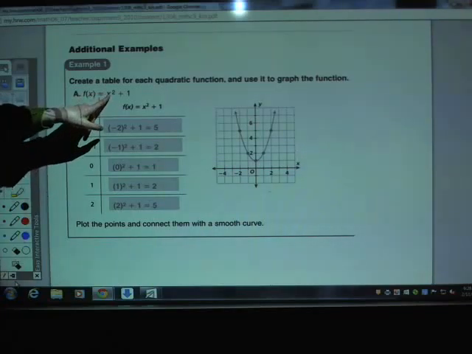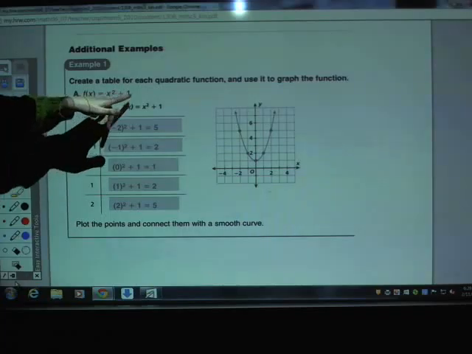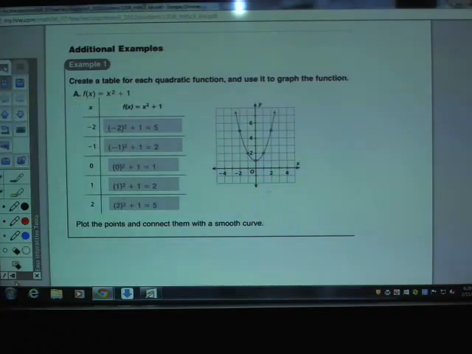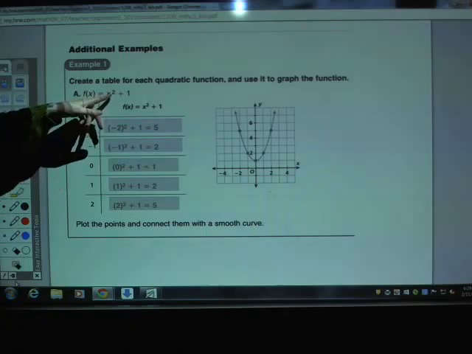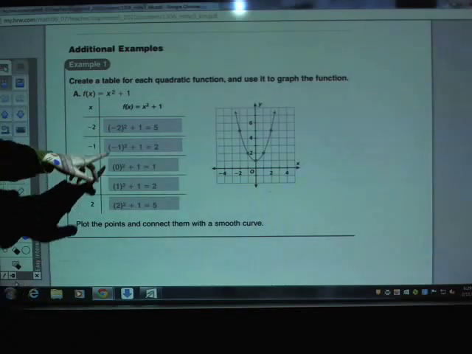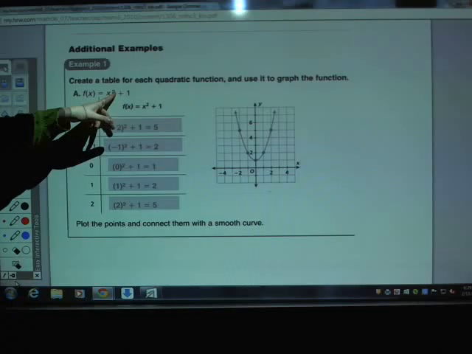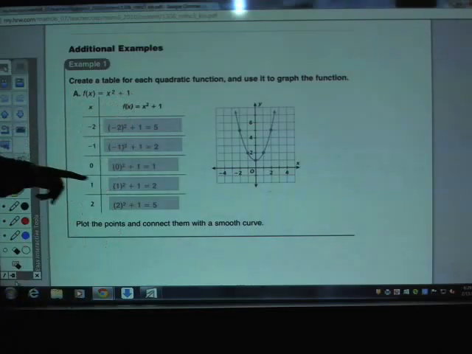I'm going to change x into -2. -2 squared is -2 times -2, which is positive 4, plus the 1 on the end is 5. For -1, -1 squared, -1 times -1 is positive 1, plus this 1 makes 2. For 0, 0 squared, 0 times 0 is 0, plus 1 is 1. For 1, 1 squared is 1, plus 1 is 2. And finally with the 2, 2 squared is 4, 2 times 2 is 4, plus 1 is 5.